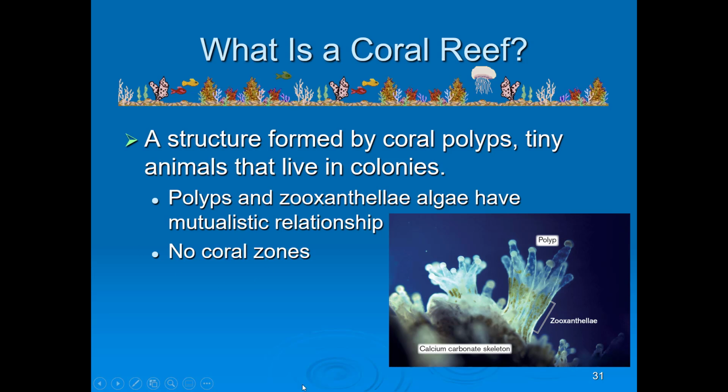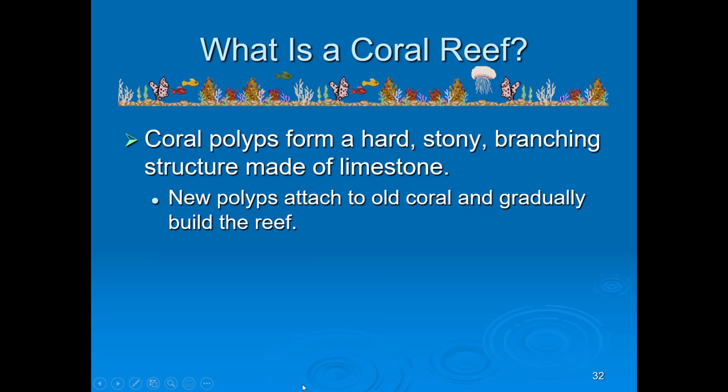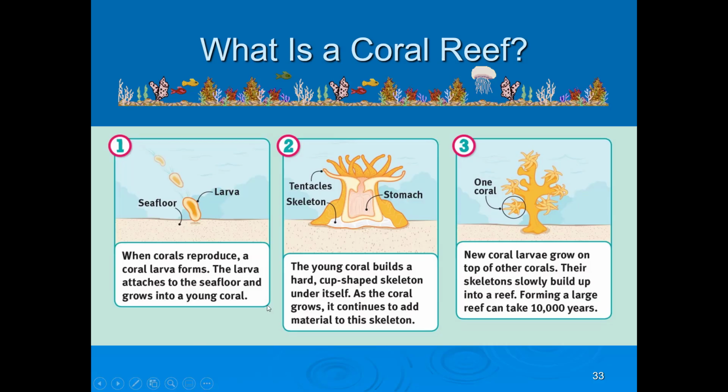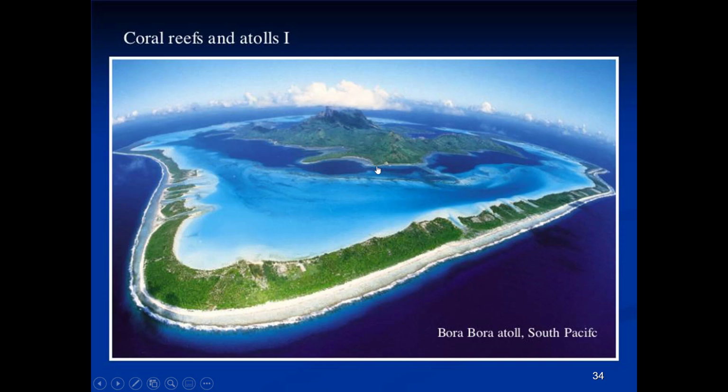There aren't any zones in coral reefs. It's kind of cool. As polyps die, new ones attach themselves to old ones, so they grow very slowly. So one kind of on top of another. Here is an island that is completely ringed by a coral reef, and that's why it's called an atoll, because it's almost a complete ring. Not that you need to know that, but it's actually kind of cool.